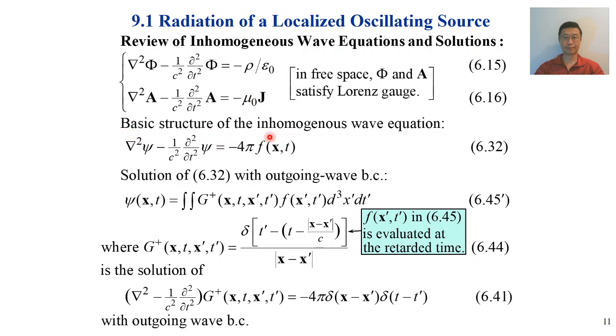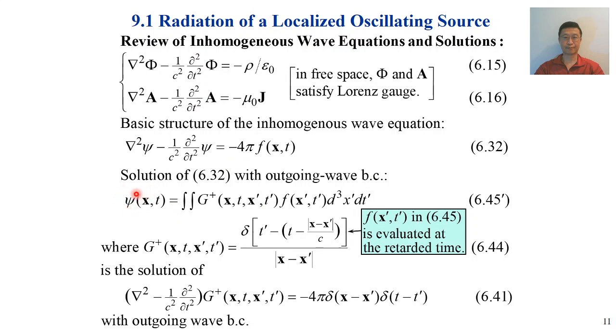The inhomogeneous wave equation looks like this one, and because of causality, we just consider the outgoing wave boundary condition. So no incoming wave, just outgoing wave. We have a localized source and the wave will propagate outside. So the observer is far from the source. That's the most basic assumption. So we use outgoing wave boundary conditions.